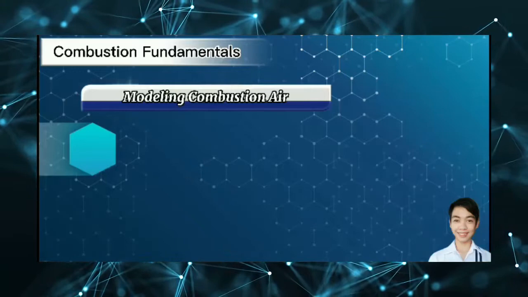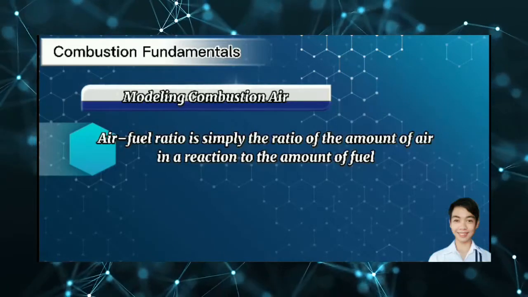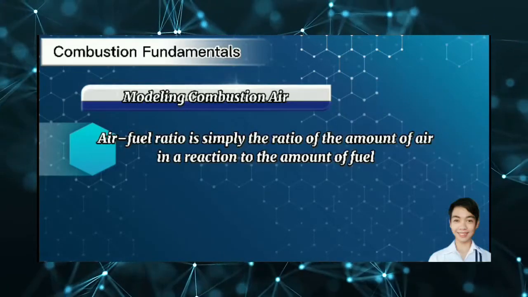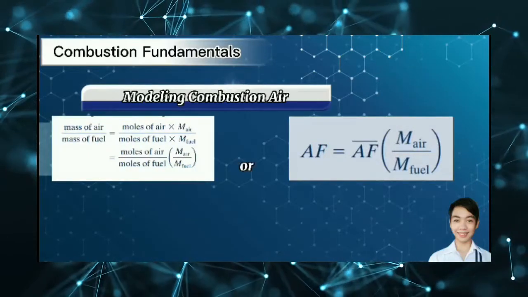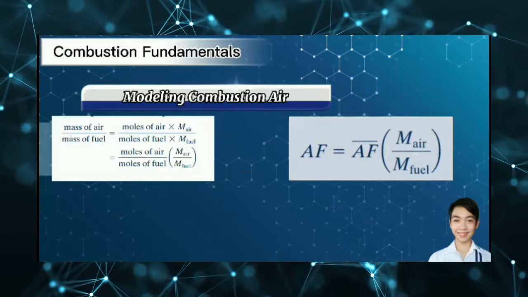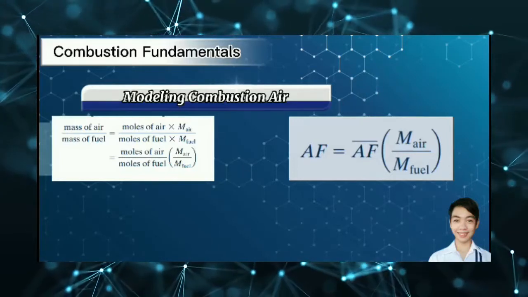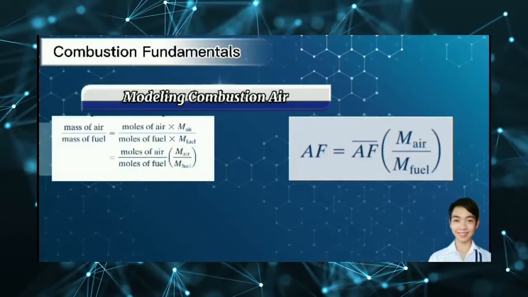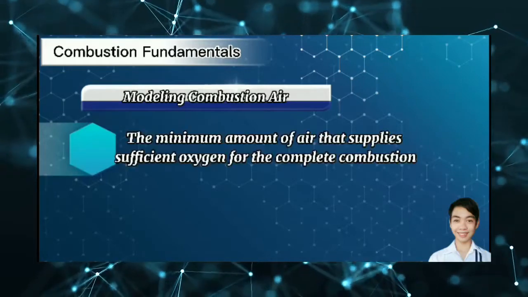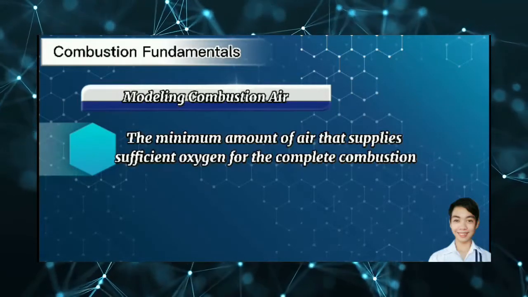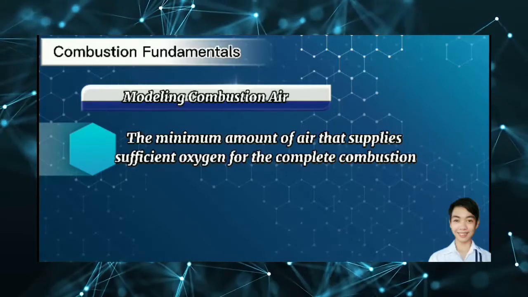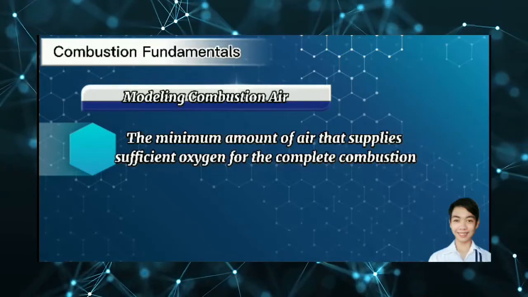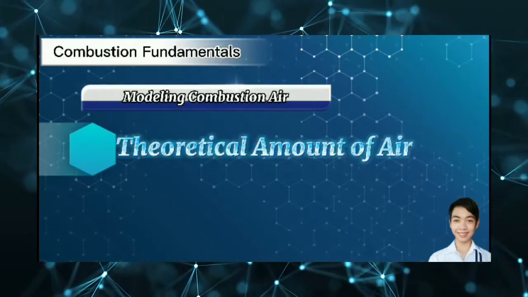The air-fuel ratio is simply the ratio of the amount of air in a reaction to the amount of fuel. The ratio can be written on a molar basis, or moles of air divided by moles of fuel, or on a mass basis, or mass of air divided by mass of fuel. The minimum amount of air that supplies sufficient oxygen for complete combustion of all the carbon, hydrogen, and sulfur present in the fuel is called the theoretical amount of air.